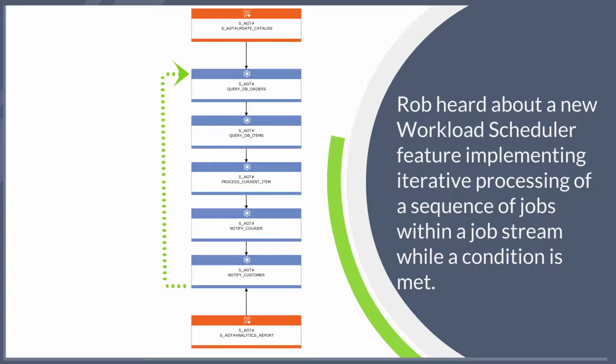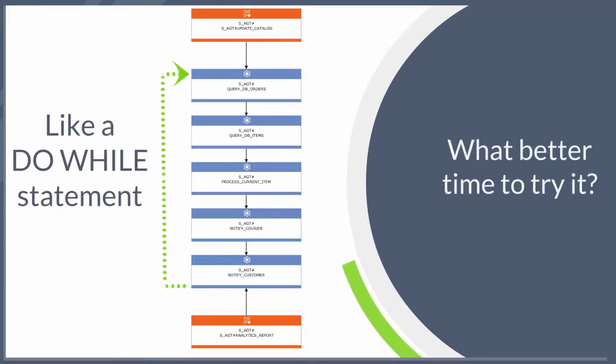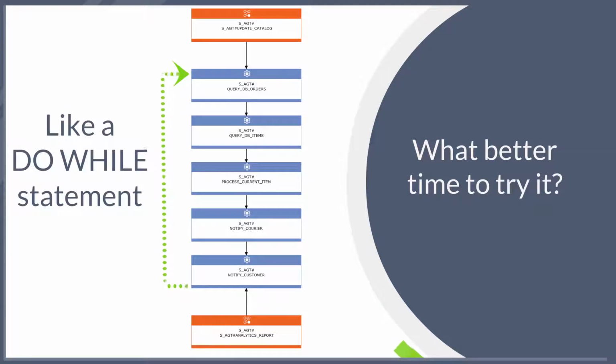Rob heard about a new workload scheduler feature, implementing iterative processing of a sequence of jobs within a job stream, while a condition is met. It's like a do-while statement in programming languages. What better time to try it?